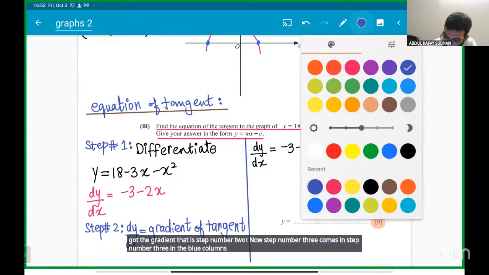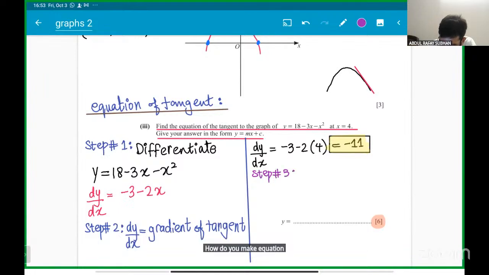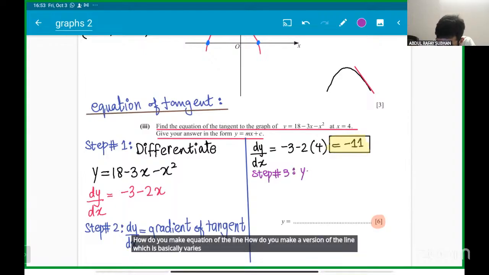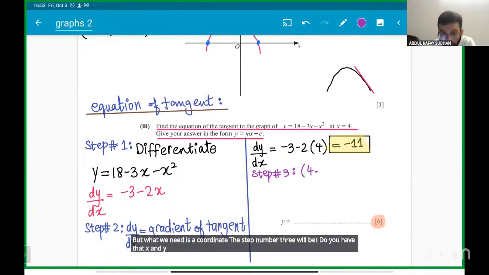Step number 3 talks about how you make the equation of the line, which is basically y equals mx plus c. But what we need is a coordinate. So step number 3 will be: do you have that x and y coordinate? So we have, sir.